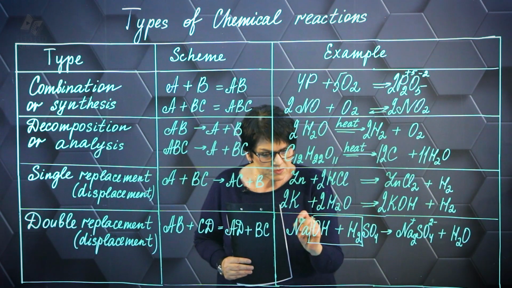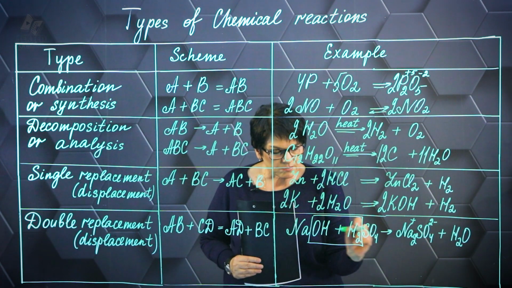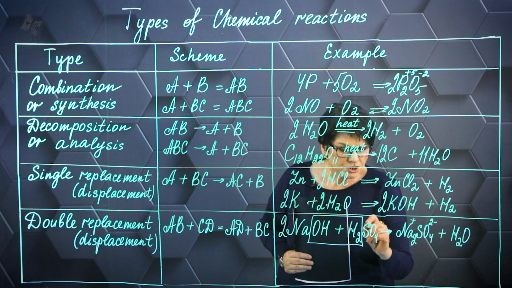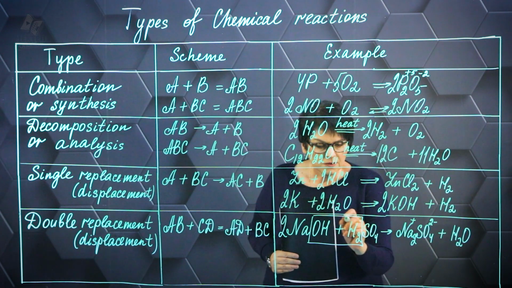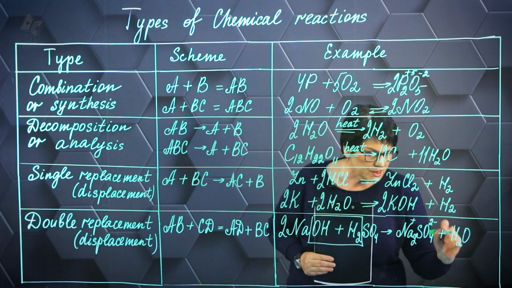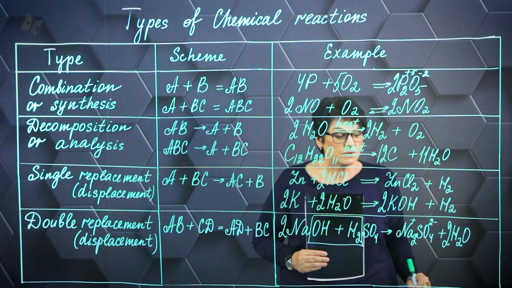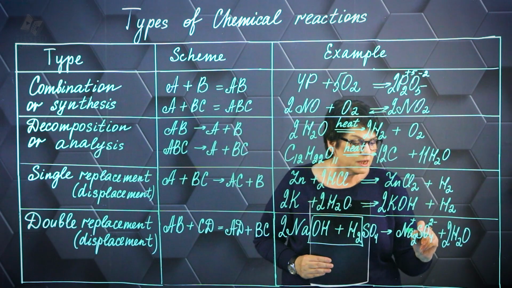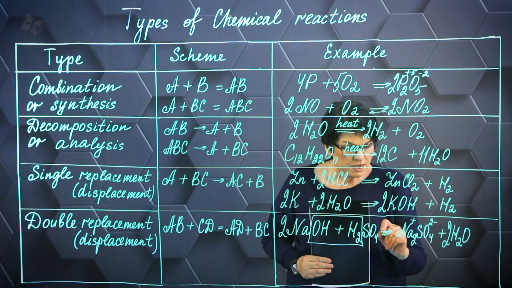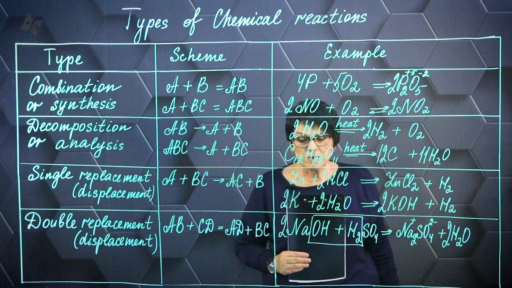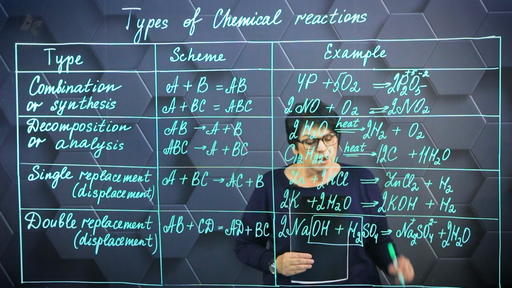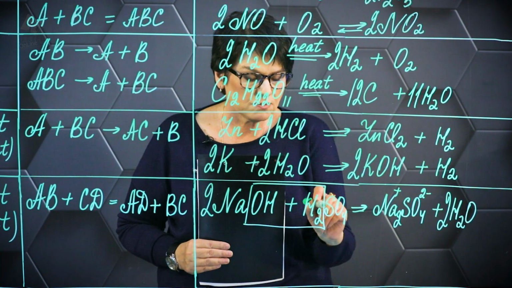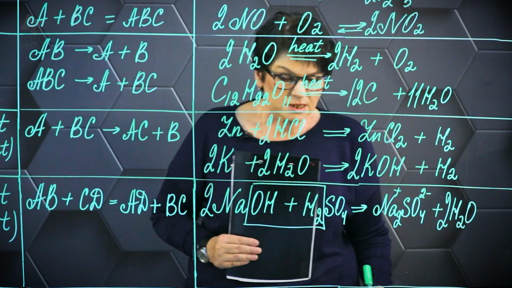Let's start equating. In doing so, we equalize first the elements that are outside the frames. Sodium on the left is 1, on the right is 2. So 2 to sodium hydroxide. SO4 on the left is 1 and on the right 1. Hydrogen in total on the left is 4, and here 2, so to water we put a 2, and check oxygen: here it is 2 plus 4 more, 6, and here it will also be 6. This reaction is called a double substitution reaction or an exchange reaction, and additionally it is called a neutralization reaction, because it occurs between a base and an acid.